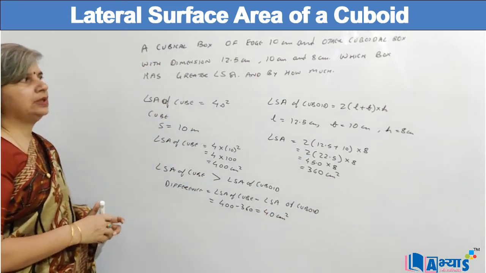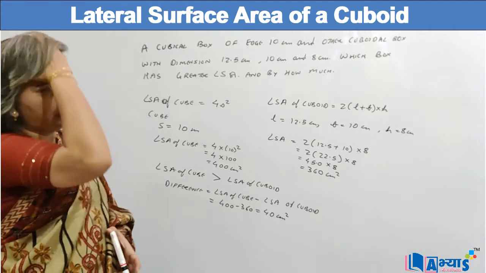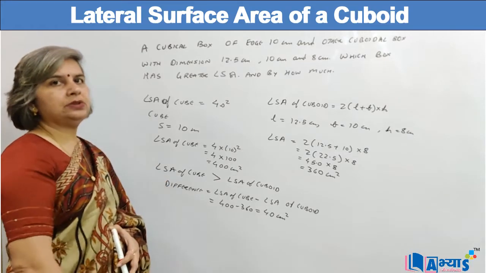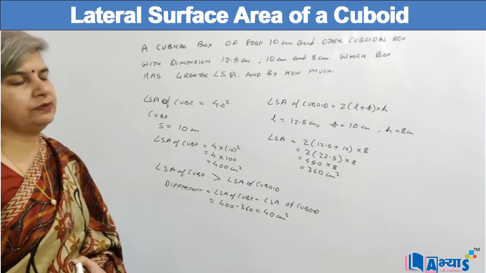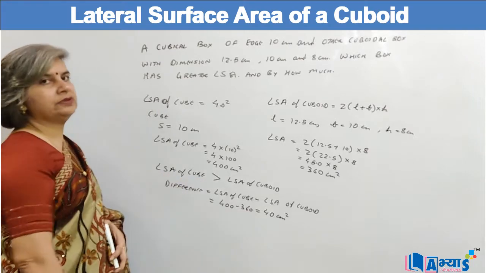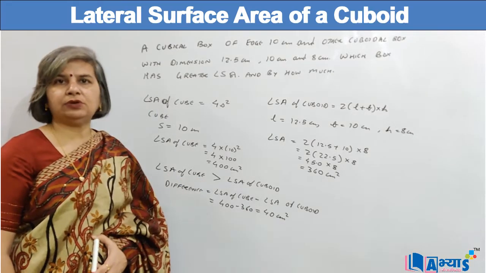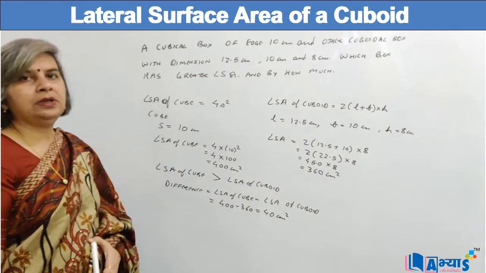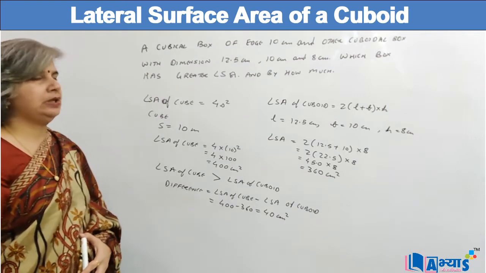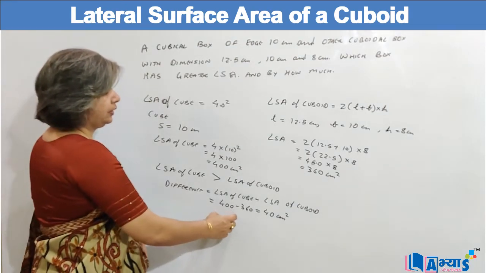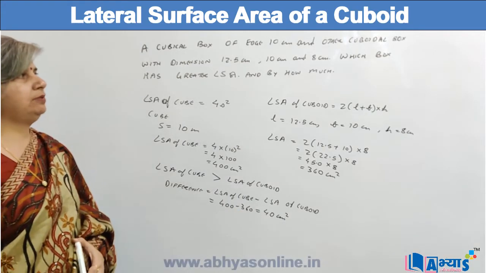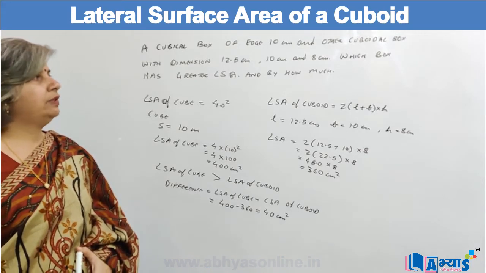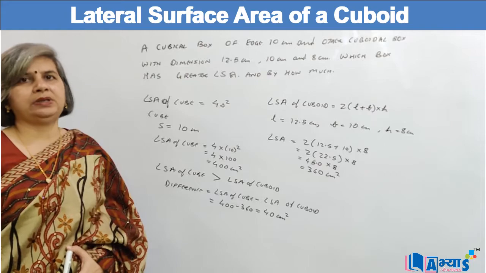So this is how we can calculate the lateral surface area of a cube and the lateral surface area of a cuboid. Then we have related these two, as it was asked in the question which box will have the greater lateral surface area. So we have seen that the lateral surface area of a cube is greater than the lateral surface area of a cuboid, and to calculate by how much, we have subtracted the lateral surface area of a cuboid from the lateral surface area of a cube. So 400 minus 360 came out to be 40 centimeter square. So this is how we can apply the concept of the lateral surface area of a cuboid when the dimensions are given, that is length, breadth and height.